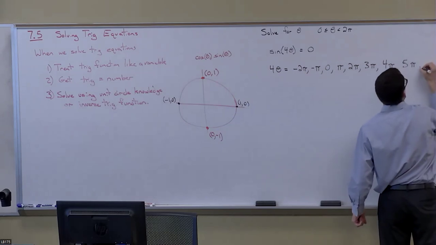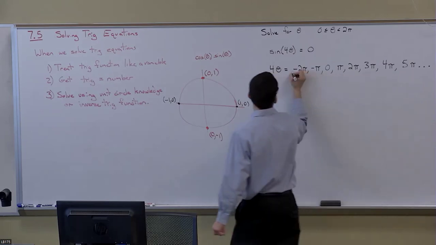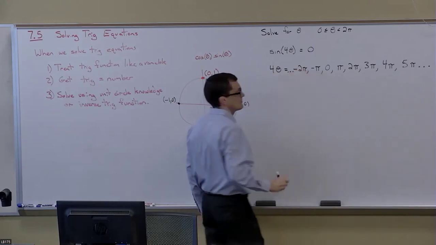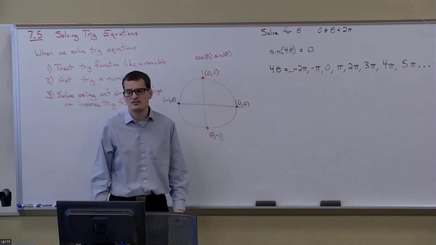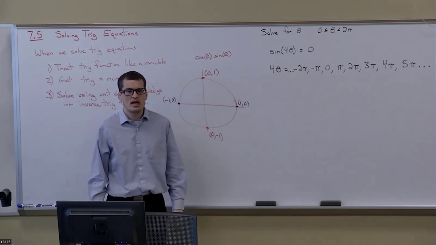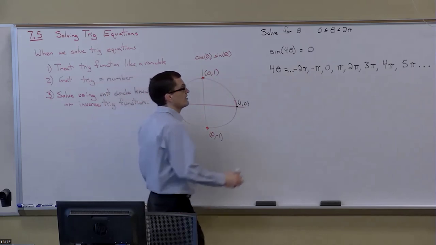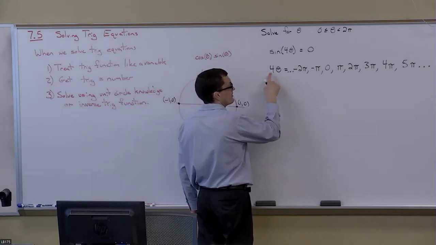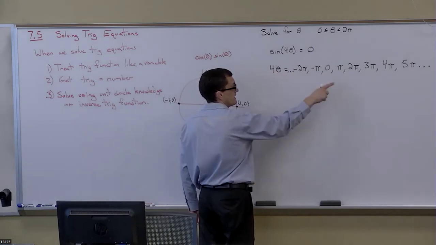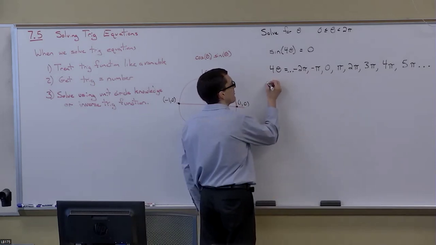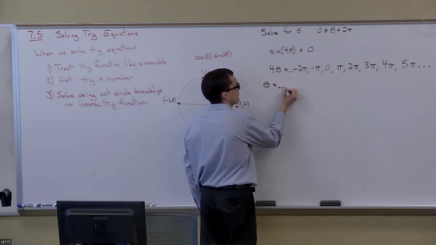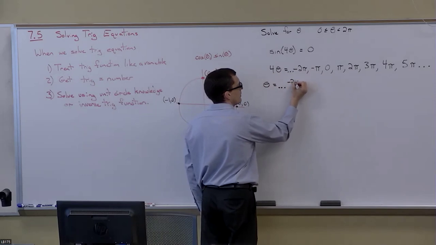And I'm going to do this the exact same way I did last time we solved equations like this. I'm just going to list out all of my possible outcomes, at least for a while. And then I'm going to say, well, let's divide them all by 4, because that 4 theta being equal to one of those angles means that theta has to be equal to one of those angles divided by 4.